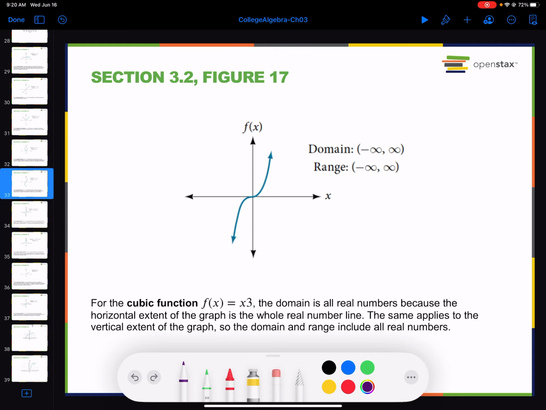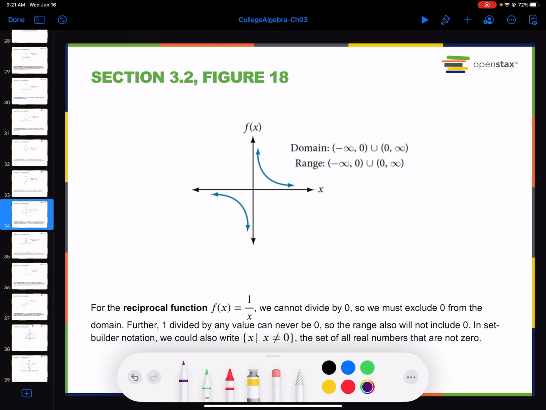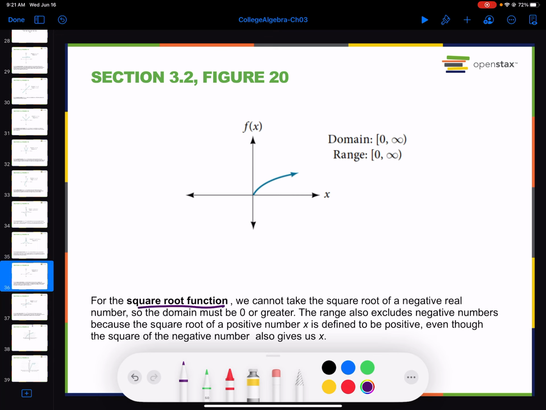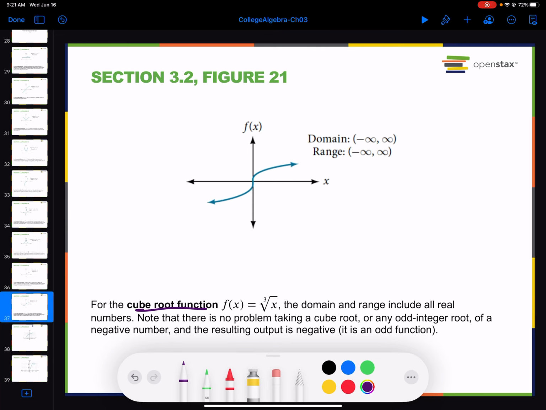So here's the cubic function. That's what that typically looks like. Again, these can go wider, they can move, they can go like this. It all depends on what those extra numbers are in that equation. But the toolkit function, the basic function, is going to have these domains and ranges. Same thing, here's your reciprocal toolkit function and your reciprocal squared, your square root function, your cube root function.